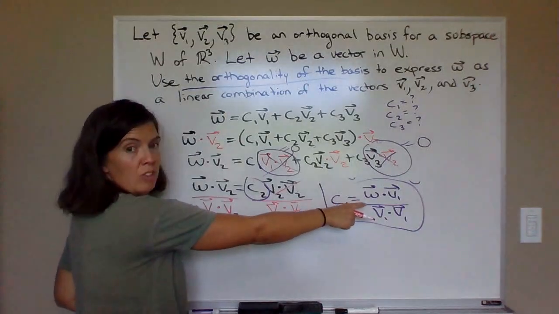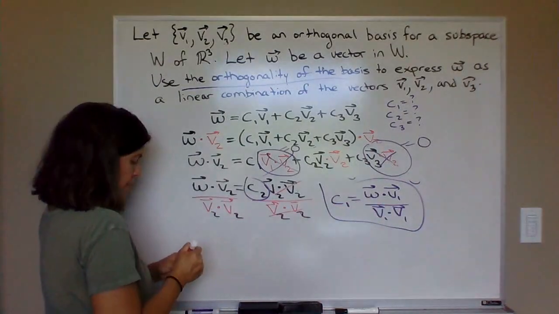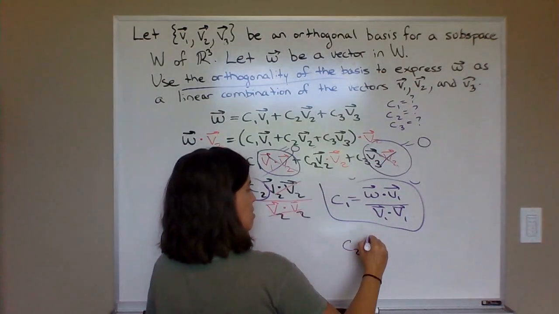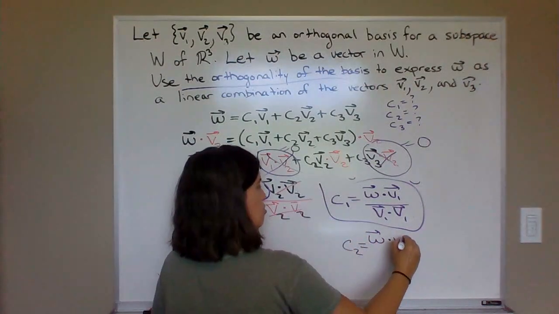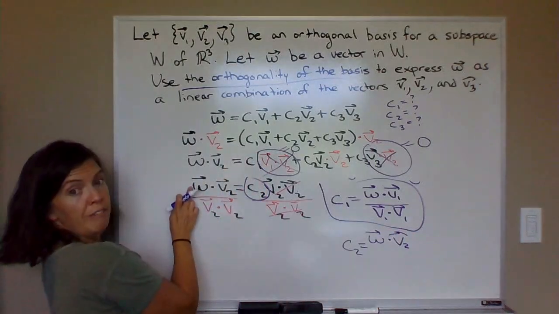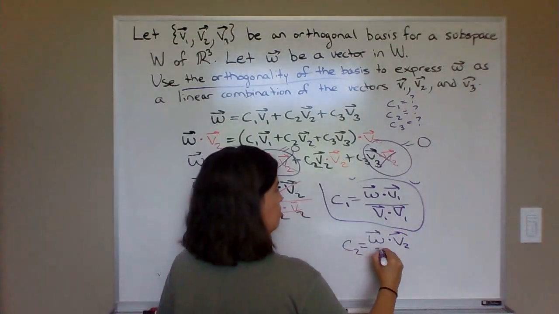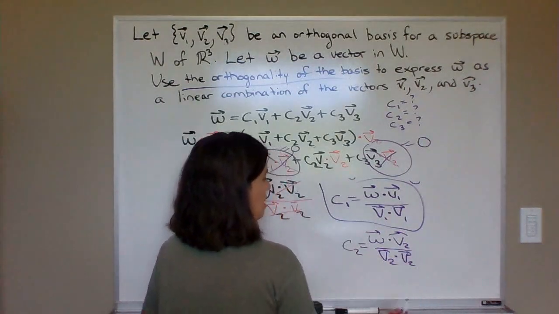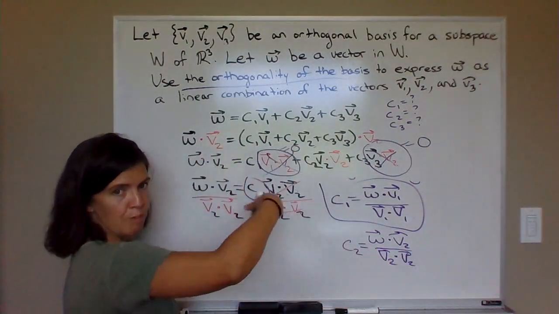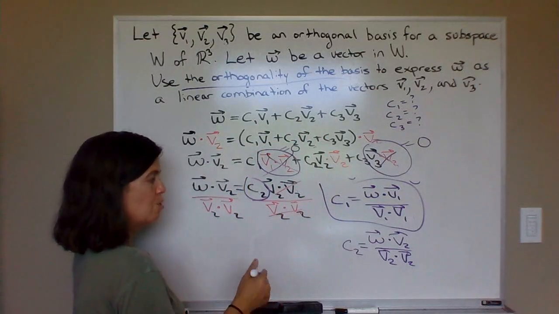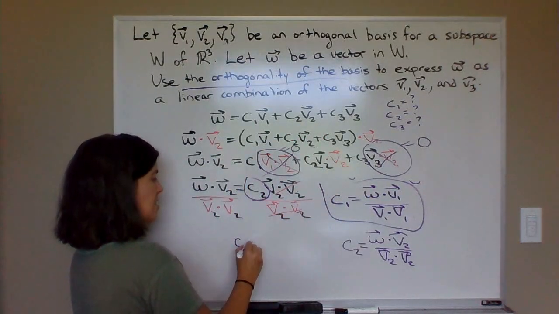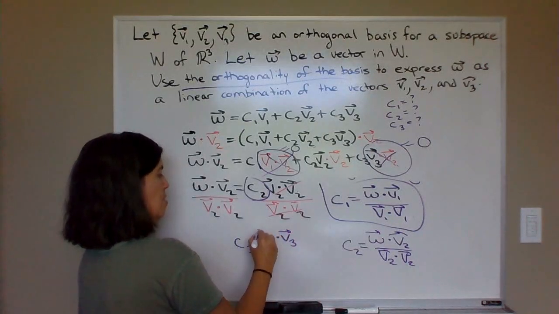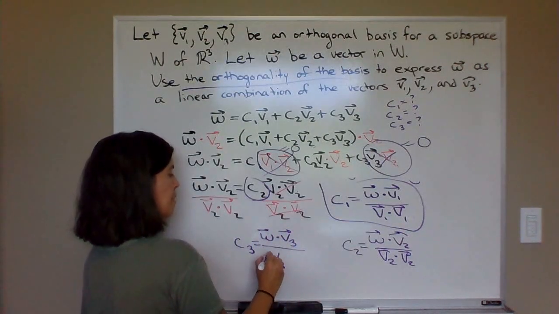So C1 is W dot V1 over V1 dot V1. C2 is going to be W dot V2 over V2 dot V2. And similarly, if you do the same thing, inner product with V3, then you're going to find that C3 is equal to W dot V3 over V3 dot V3.